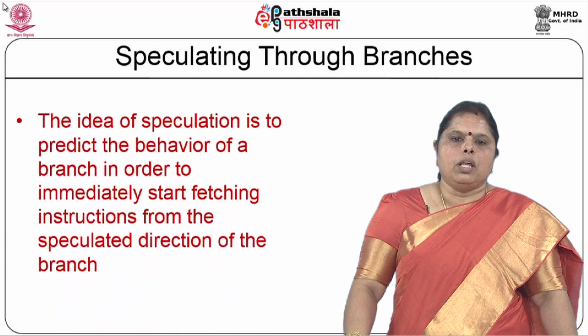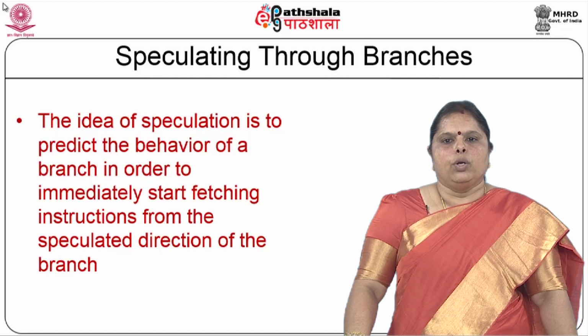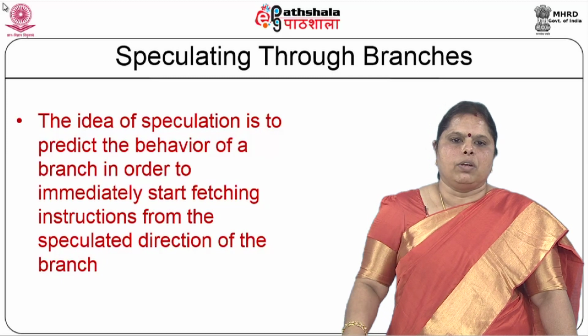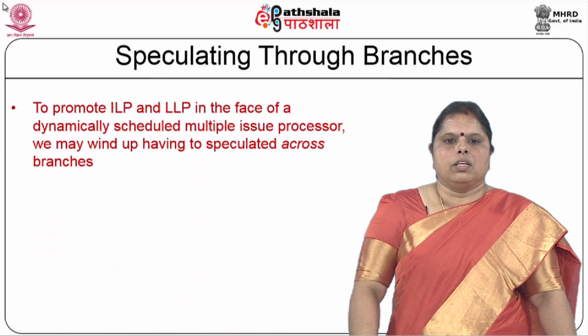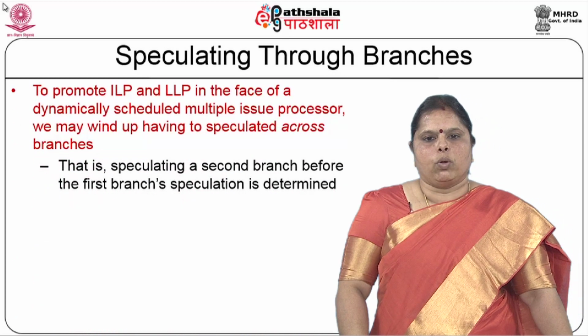Now, another issue that you will have to look at is speculating through branches. Suppose you are already doing speculation with respect to one branch, do you have to stop there, or do you have to look at speculating across different branches? That is another design issue. And how much to speculate? How much are you allowed to speculate?